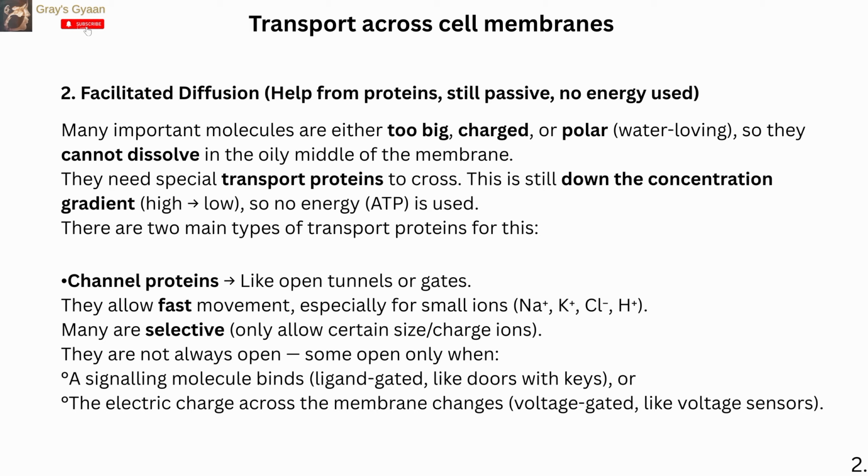There are two main types of transport proteins for this. Channel proteins, like open tunnels or gates. They allow fast movement, especially for small ions: sodium, potassium, chloride, hydronium. Many are selective, only allowing certain size and charge ions. They are not always open. Some open only when a signaling molecule binds, ligand-gated, like doors with keys, or when the electric charge across the membrane changes, voltage-gated, like voltage sensors.